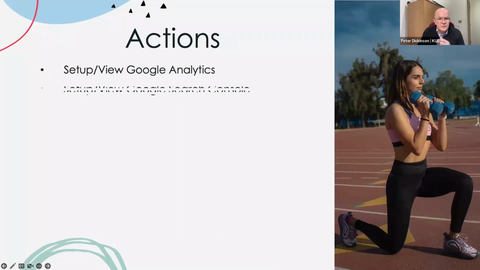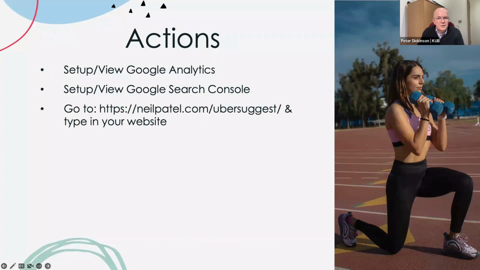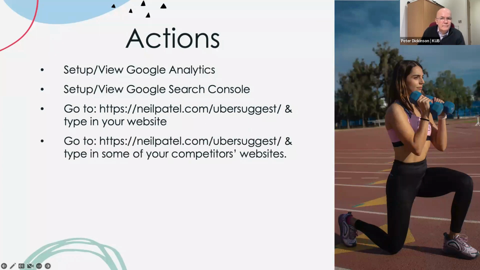So a few actions. Set up and view Google Analytics and Search Console, and have a play with Ubersuggest. If you really want to understand Ubersuggest, then we've got the free online course, How to Get to the Top of Google, which is on the hub. And then, as I've said, part of what you need to do is look at what your competitors are doing, so use Ubersuggest to research what keywords your competitors are using. There's nothing wrong with that. You're not spying. It's just looking at where you're getting up to.